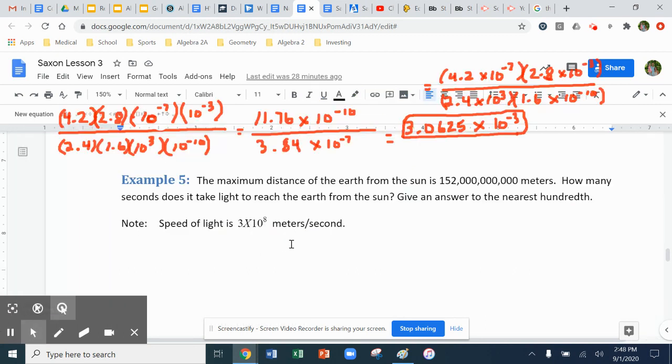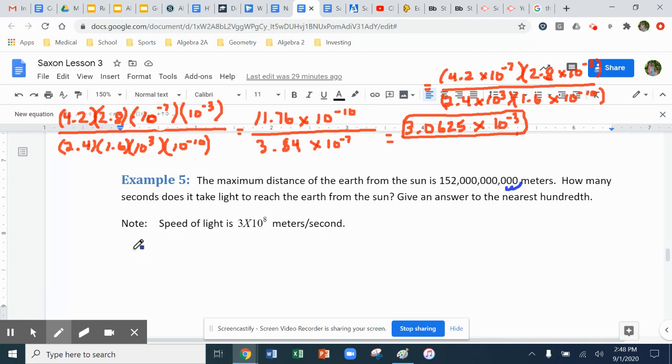Example 5, the maximum distance from Earth to the Sun is 152 billion meters. How many seconds does it take light to reach Earth from the Sun? Give your answer to the nearest hundredth. So we have 152 billion, kind of similar to that number we looked at above, the 200 billion. We're going to rewrite this in scientific notation. So I'll move it over 1, 2, 3, 4, 5, 6, 7, 8, 9. We're going to move it over 11 times.